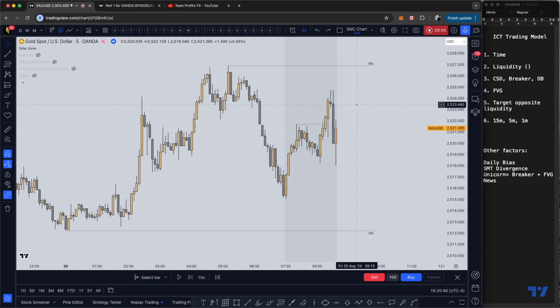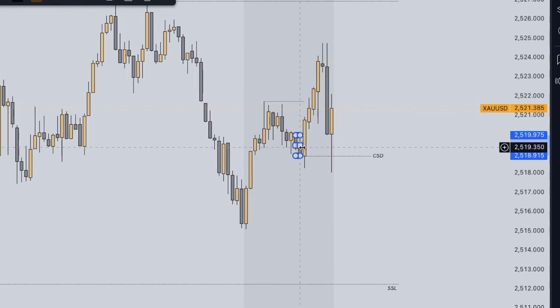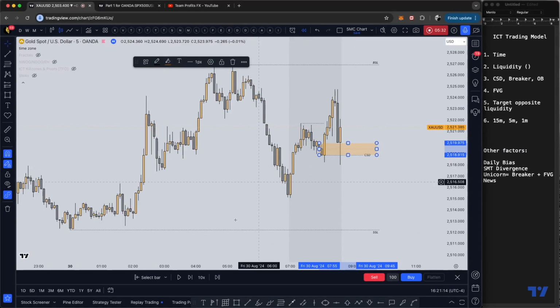Let's see. To understand right here, if we have a candle closing below right here, this is going to be my change in the state of delivery. Is this candle closing below? No, not yet. So let's see what's going to happen. Let's see if this order block right here with these two candles is going to hold the price and push up.